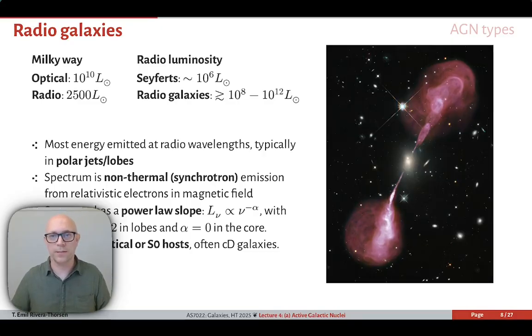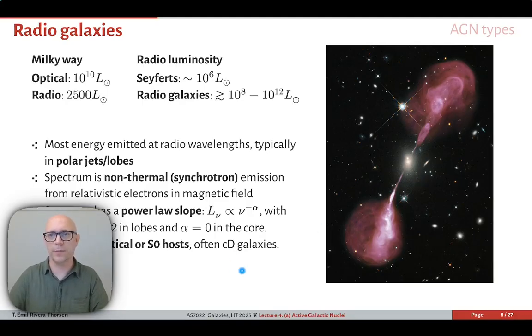Here are the same radio lobes, but shown in their actual environment as seen in optical light through the Hubble Space Telescope, I believe, judging from the diffraction spikes in these stars. You can see the host galaxy here. You can even see that it is a quite massive elliptical galaxy with what looks like a smaller satellite galaxy here, although it could also just be a foreground galaxy, but it could definitely be a satellite galaxy too.